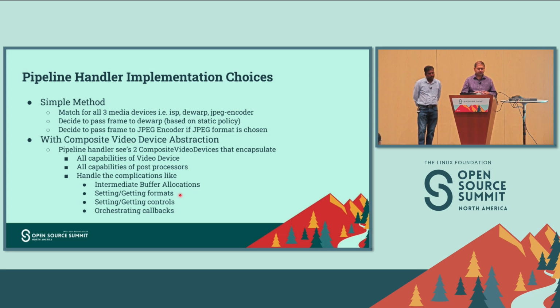It needs to decide how to pass frames to DVAR. This could be based on a static policy like Kamal described. And the decision to pass to JPEG encoding depends on the application. If the application requests a JPEG stream, then you would generally pass it for JPEG encoding at that point. So that's the requirement.